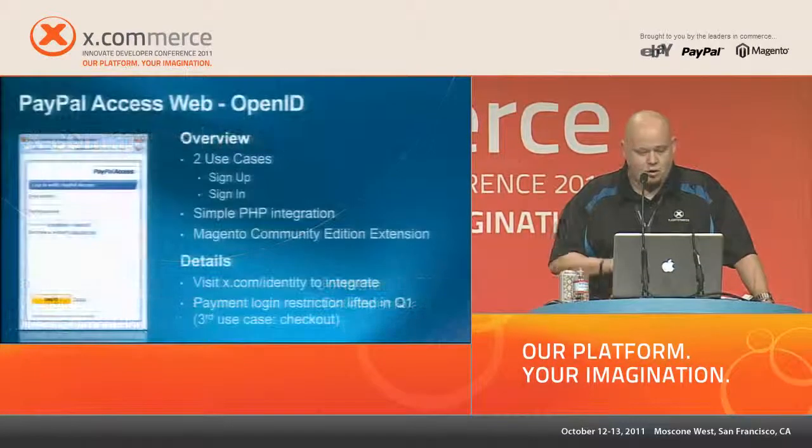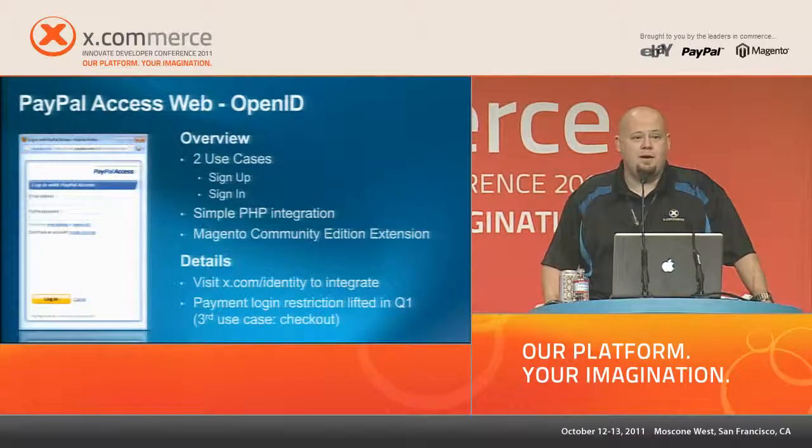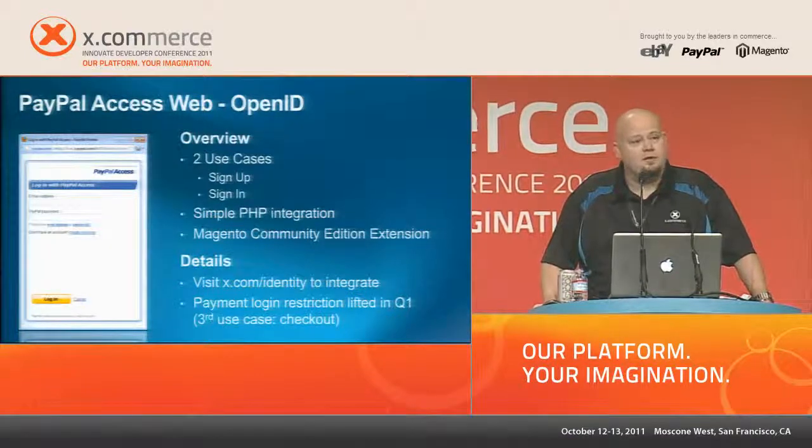So, overview of the 4 things we're really wanting to talk about today from a product release point of view. We released PayPal Access. It's an OpenID implementation out there. It's focused on really 2 use cases, sign up as well as sign in. If you don't want to integrate with OpenID, we also have a simple PHP integration that's not quite cut and paste, but it does make things easy for you in terms of putting things in the PHP session for you, etc. And then we have a Magento Community Edition extension as well. You can visit x.com/identity to integrate.